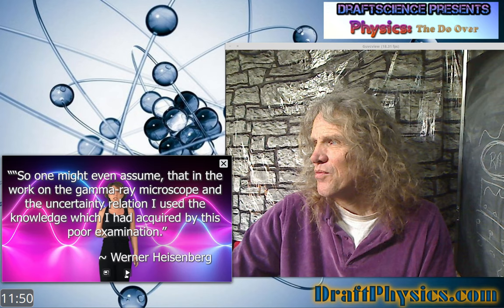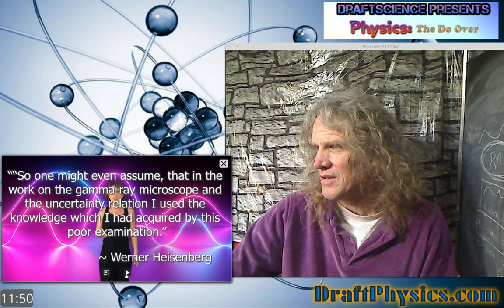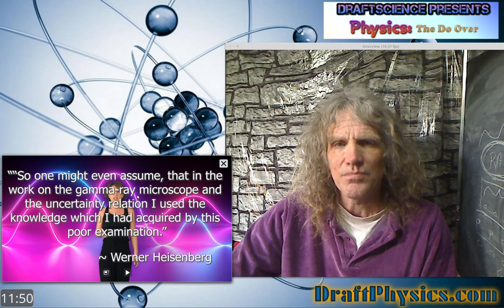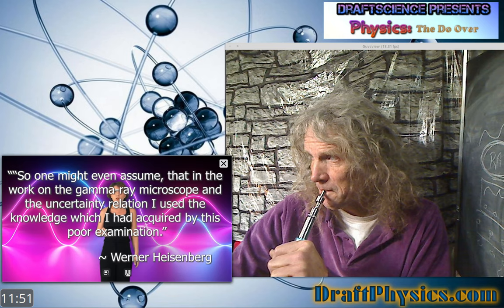So one might assume that in the work of the gamma ray microscope and the uncertainty relation, I used knowledge which I have acquired by this poor examination. Well, anyway, obviously you would use gamma rays because they have smaller polarization, not because they have a higher frequency. They have a smaller polarization. I used the knowledge which I had acquired by this poor examination.